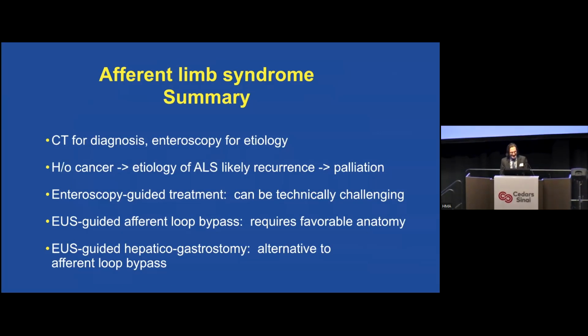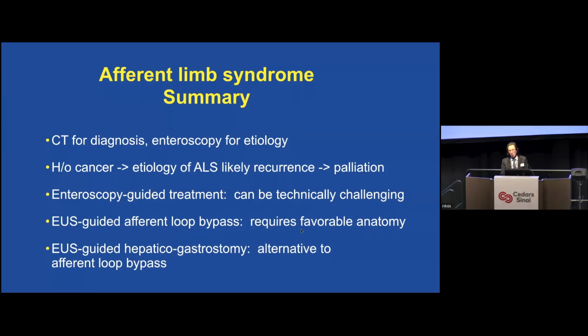So in summary, we need CT for diagnosis, but we need enteroscopy to establish the etiology. And remember, the etiology in a patient with history of prior malignancy may be benign if prior radiation was received. Patient with history of cancer, then the etiology is most likely recurrence, and we're looking at palliative objectives. Enteroscopy guided treatment can be technically challenging. Increasingly, we're probably going to bypass that, and we're going to go to EUS-guided bypass.